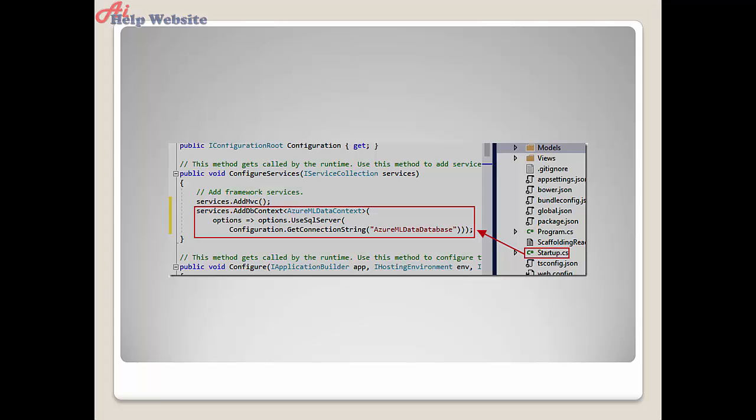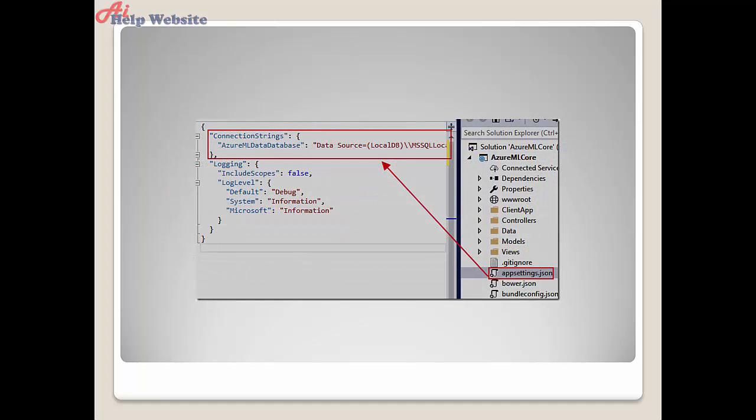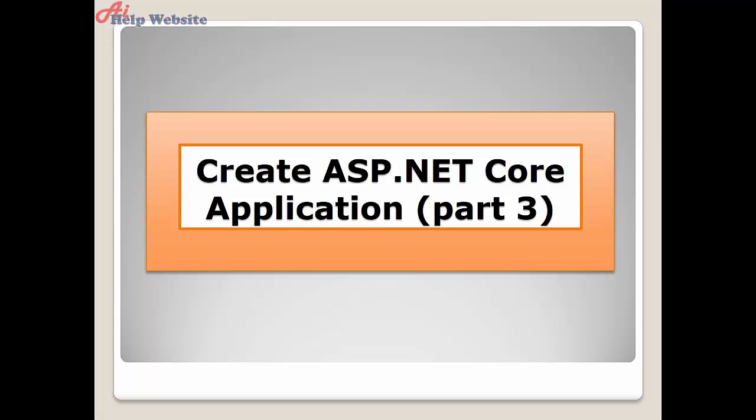enable the data context that we just created and point to a connection string that we're going to call Azure ML Database. We'll then go into the app settings file and actually put in that connection string. This connection string is pointing to the database file that we created earlier.